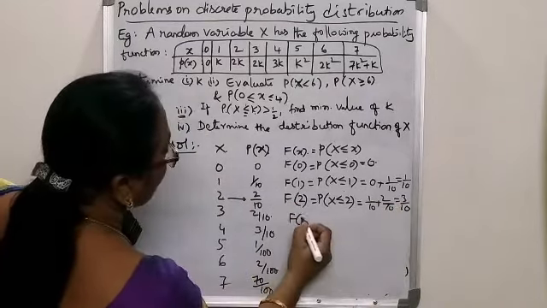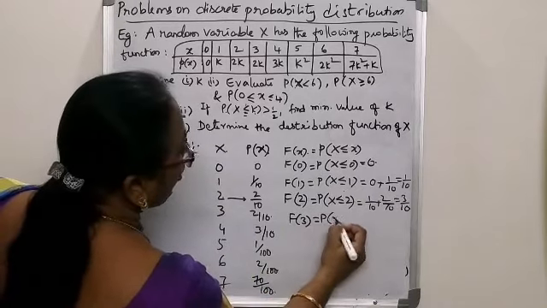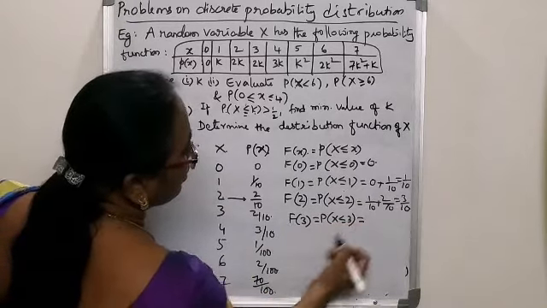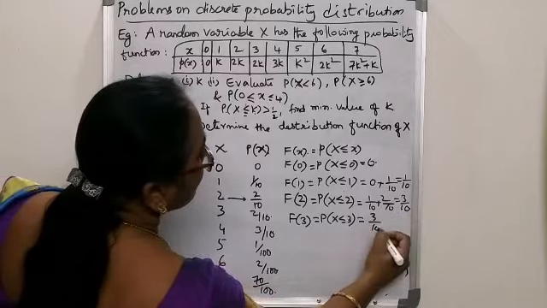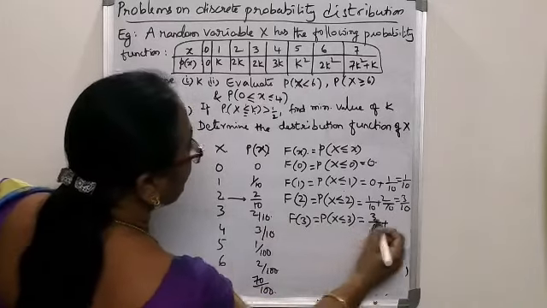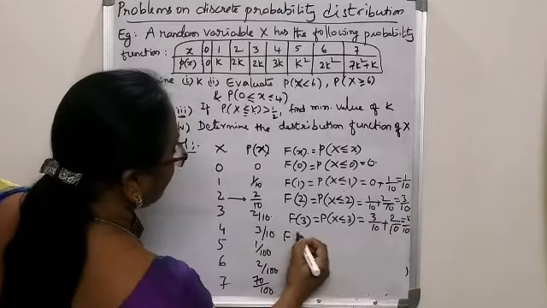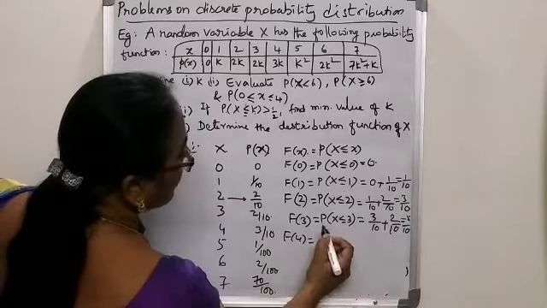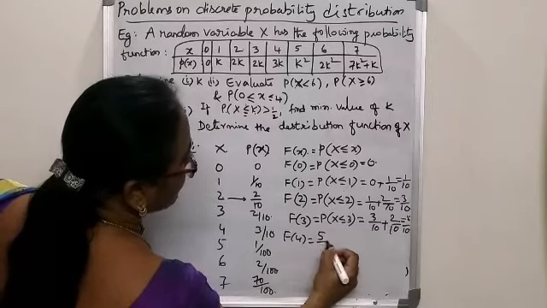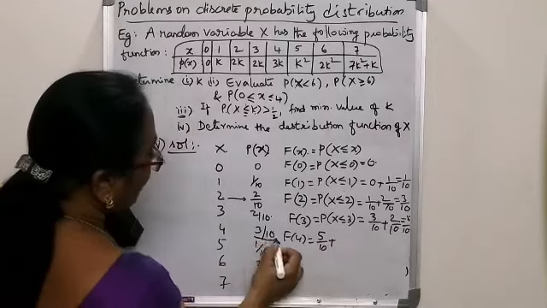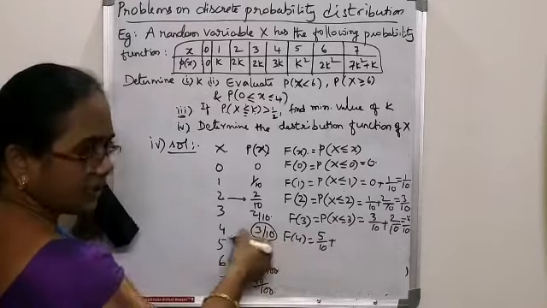In the next line we have F of 3, P of x less than or equal to 3, it is 3 by 10 plus the value 2 by 10, which is 5 by 10. The next is F of 4. It is P of x less than or equal to 3, which means 5 by 10, plus the value of P of x in the same row.